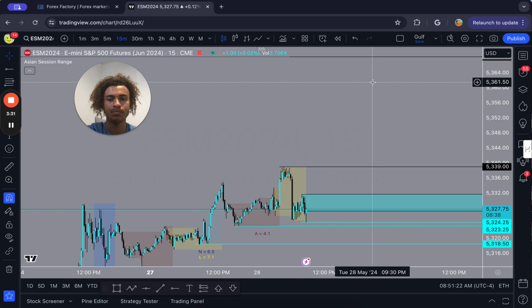Now notice, I said ideal scenario, right? So that's what I would want to happen. Not necessarily what's going to happen, but that would be like an A+ setup for me today.